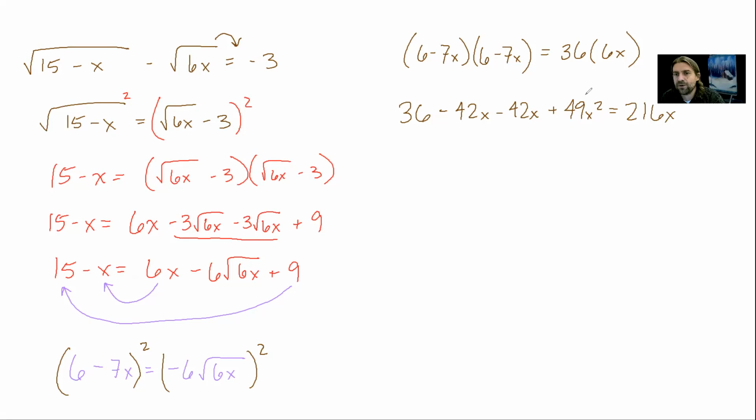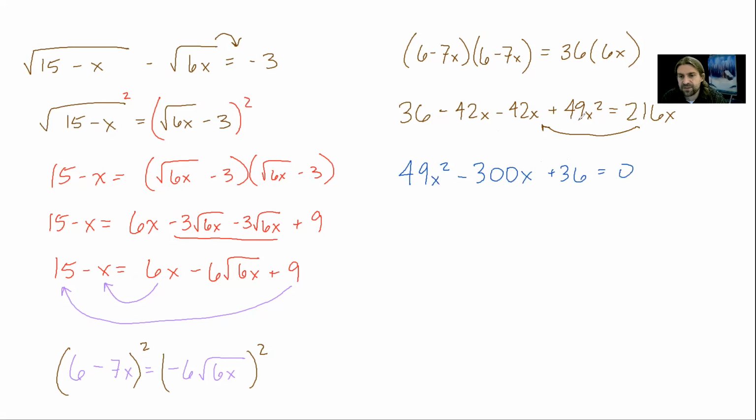Okay, so we have a quadratic. That means we need to make the equation equal to 0, so we're going to subtract that over and write down what we got. I'm going to put this in descending order. We got 49x squared, minus 42 and minus 216, that is an even negative 300x, and then plus 36 equals 0.